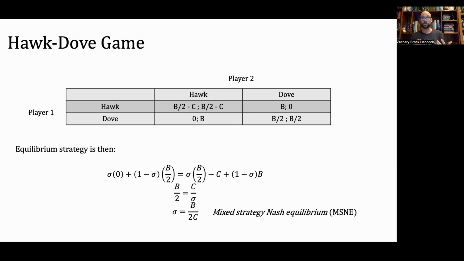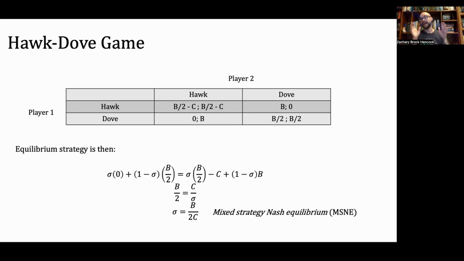If we want to know what the frequency of the benefit and the cost needs to be for an equilibrium strategy to be reached, then all we need to do is solve for sigma, again being the probability that player 1 plays hawk. In this case, sigma is equal to b over 2c. That is, if the probability of player 1 playing hawk is equal to b over 2c, the benefit divided by twice the cost, then you have what's called a mixed strategy Nash equilibrium, where both of the strategies can persist given that that probability is equal to b over 2c.